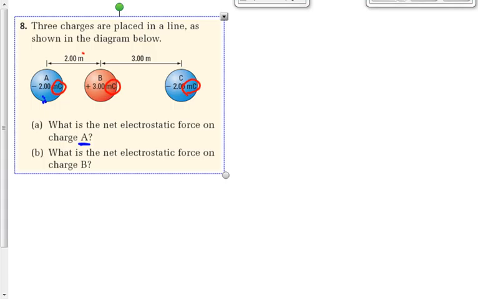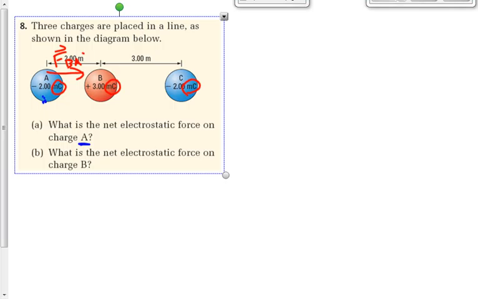The net electrostatic force on charge A. Well, B applies a force on A. Which way? A and B are oppositely charged. That means they're going to attract each other. And if A is attracted to B, A is going to be pulled which way? To the right. So we're going to call that FBA. The force of B on A is pulling A to the right.